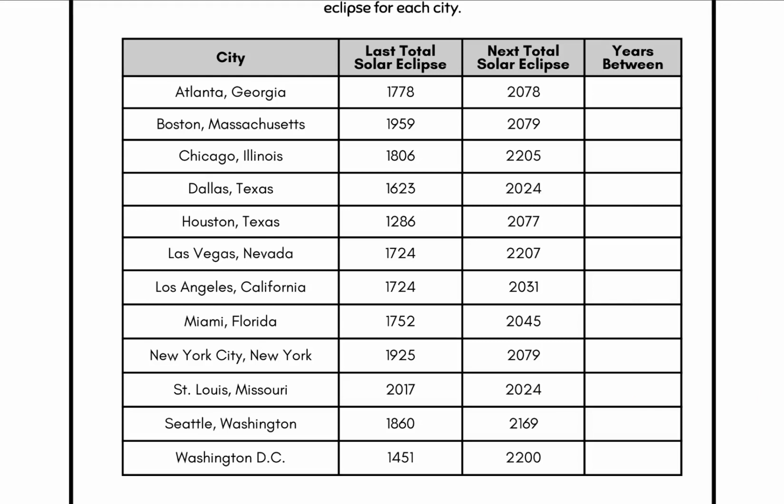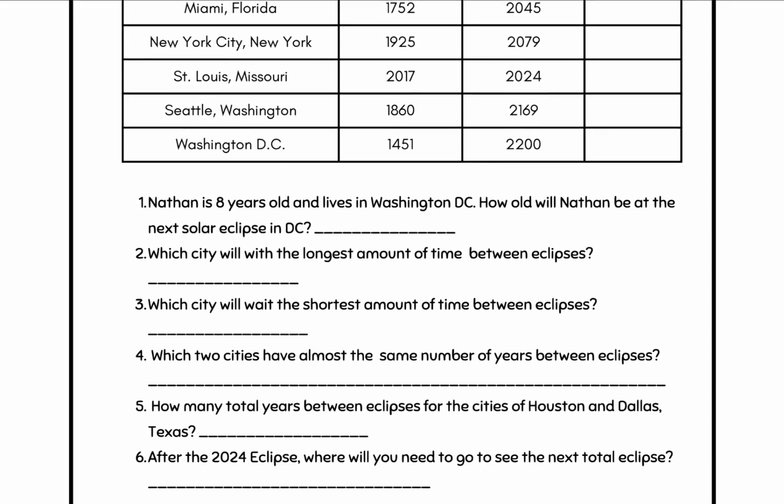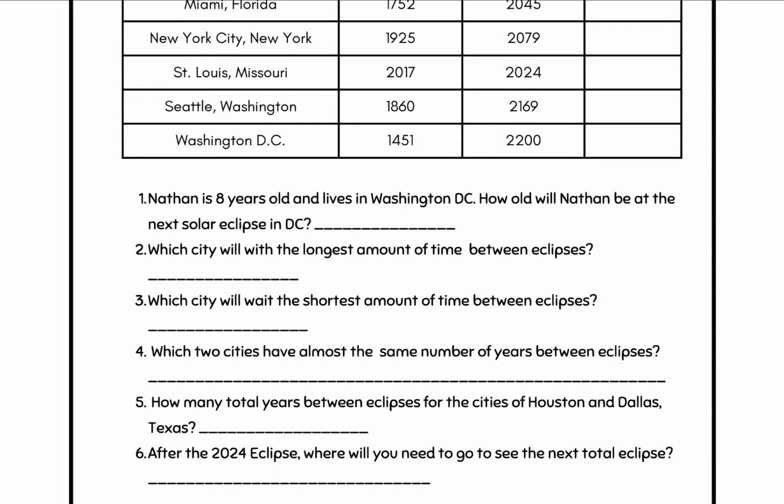If you do also teach social studies, or even if you want to tie it into math, you could even talk about some of the distance differences. We know Dallas and Houston are both in Texas, but why is it such a bigger gap between when each of the total eclipses occurs? And so just, again, more conversation pieces. After finishing their graph and analyzing that data, they do have some questions at the bottom to answer.